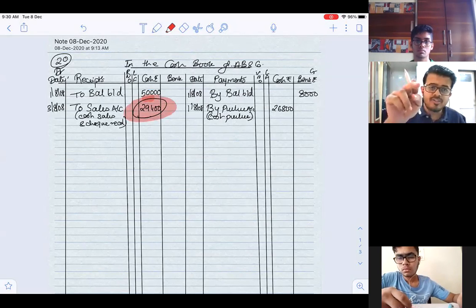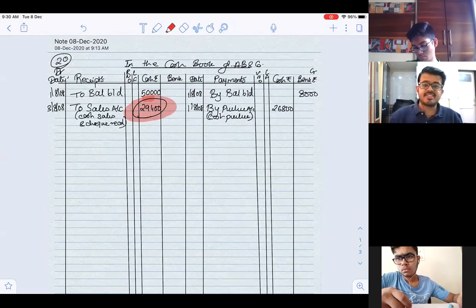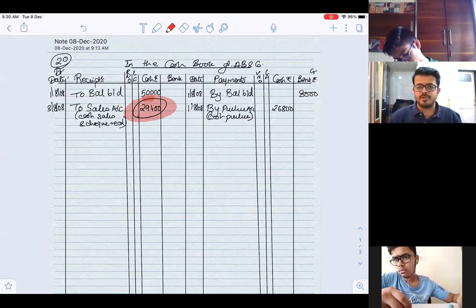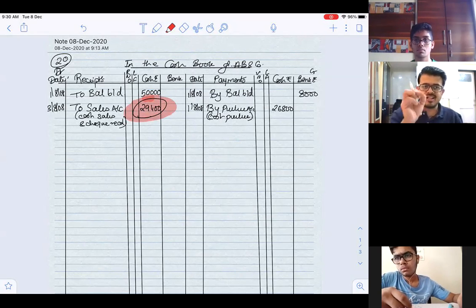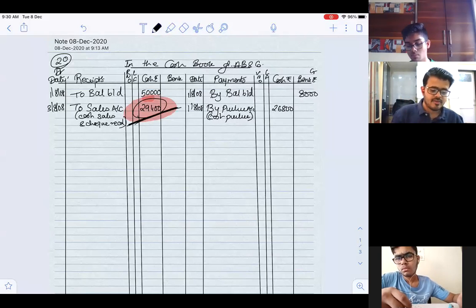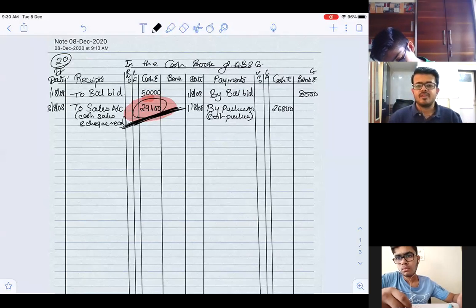Now, how much money were we supposed to pay to Khan? Check that. 27,000 we were supposed to pay to Khan, right? But how much amount ka check are we giving to Khan over here? 29,400. Are we giving more or are we giving less? More. So what is that 2,400? Is that discount?